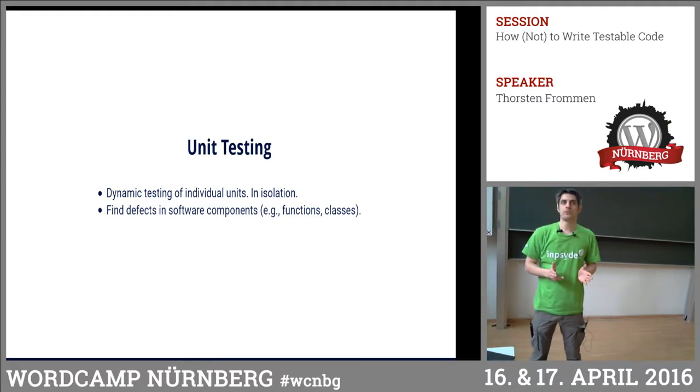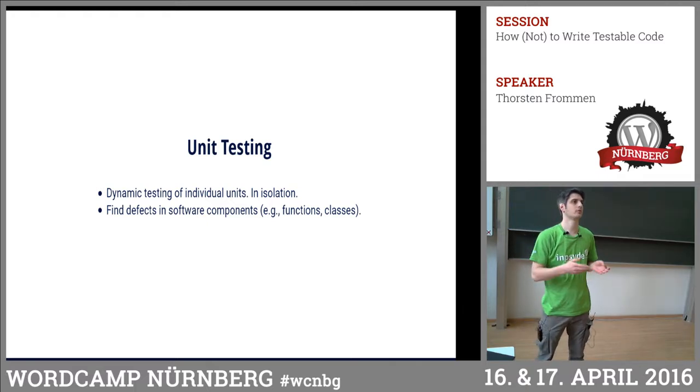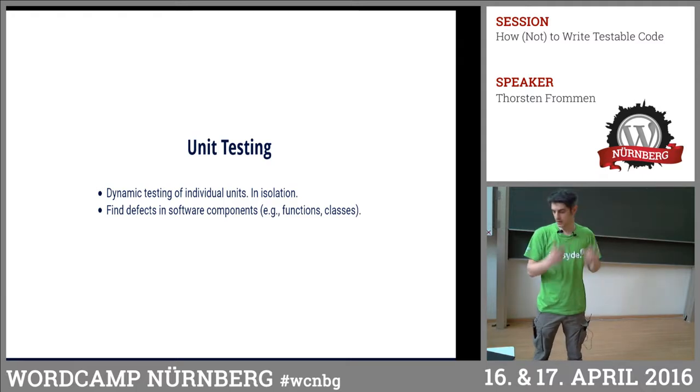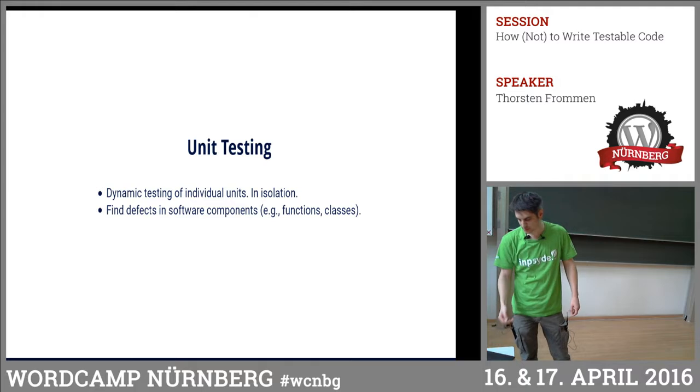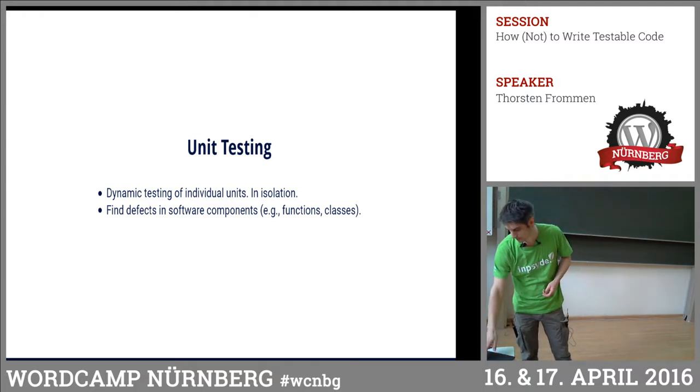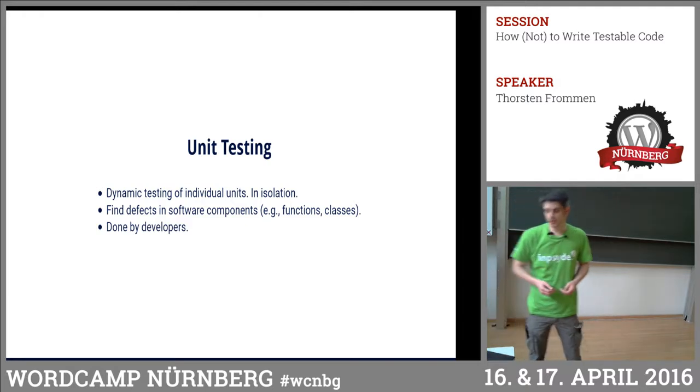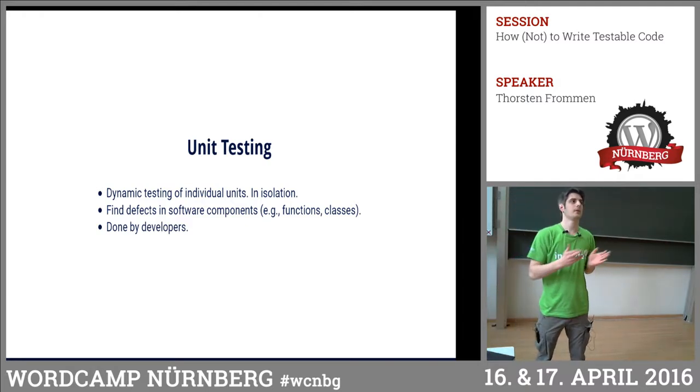The reason for testing is finding defects in software components. So if I test a method and I have an expectation how that should behave, what that should return or output, I can find defects if it does not do what I expected. Unit testing is usually done by developers. So either exactly the person who wrote the piece of code is writing the unit test, maybe even before the code itself, or some other person from the development team.